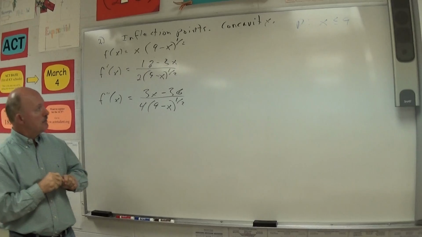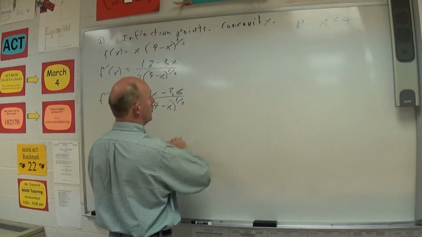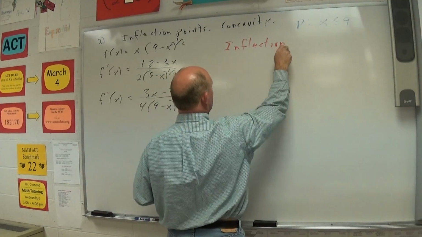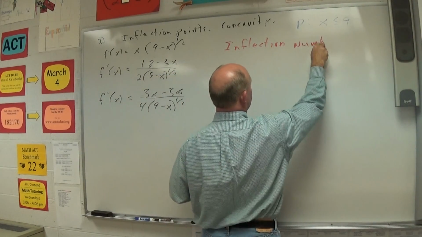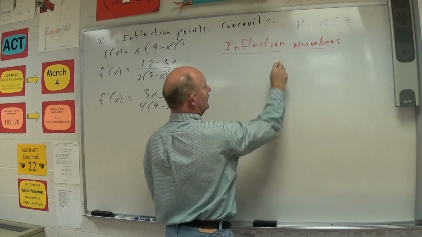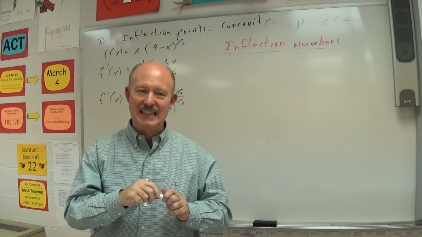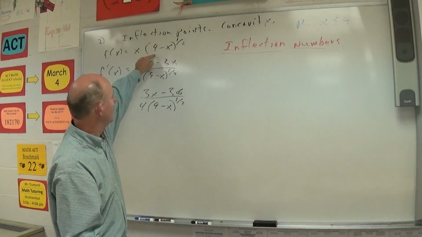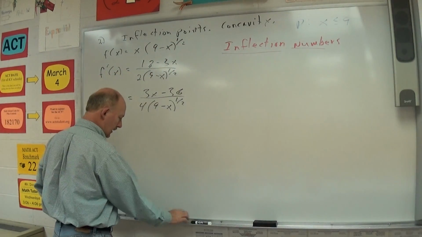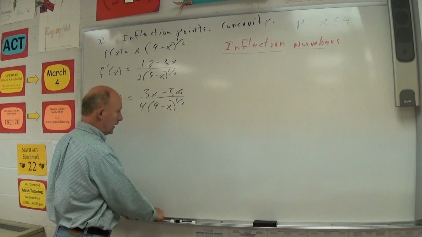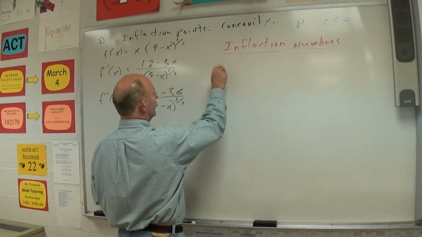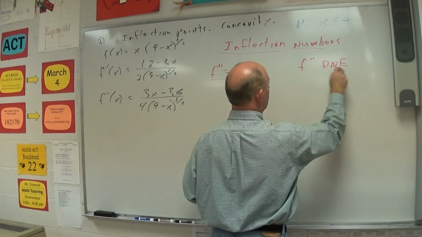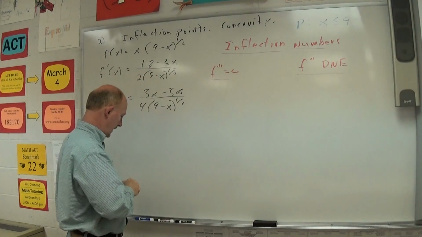Now to get our inflection points, this is where what I'll call the inflection numbers come from. This isn't the actual points. To get the actual points, you have to substitute the inflection numbers, the x values, back into the original function. This will be where the second derivative is equal to 0, and where the second derivative does not exist. So let's see where the derivative doesn't exist.